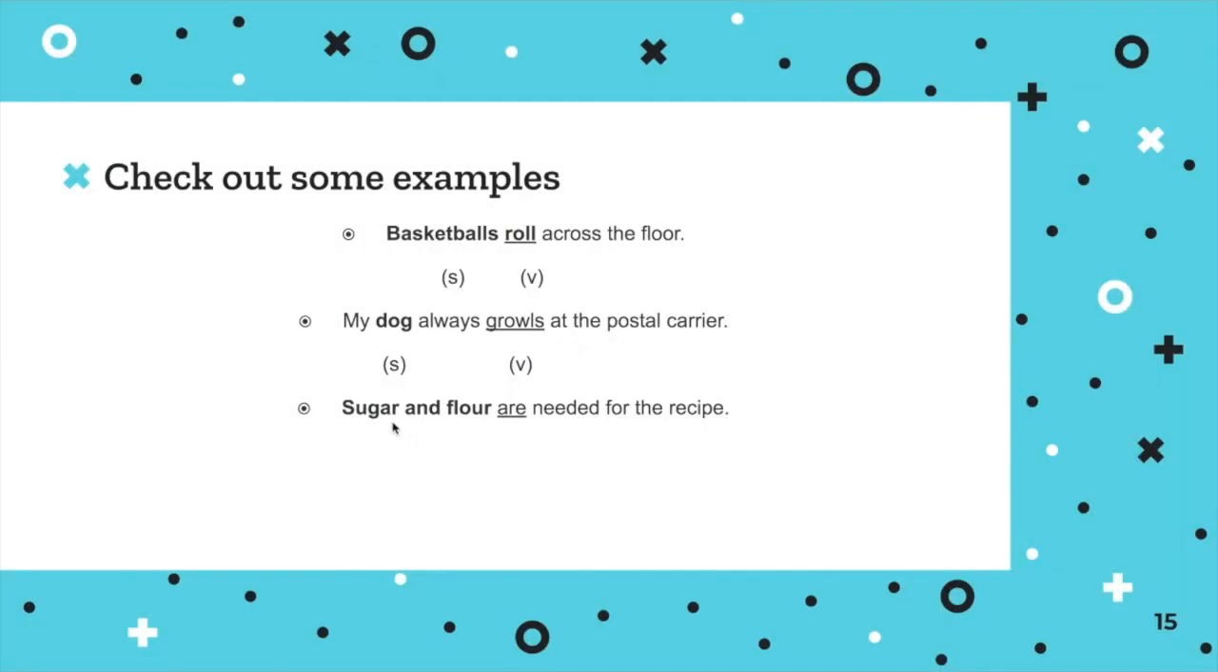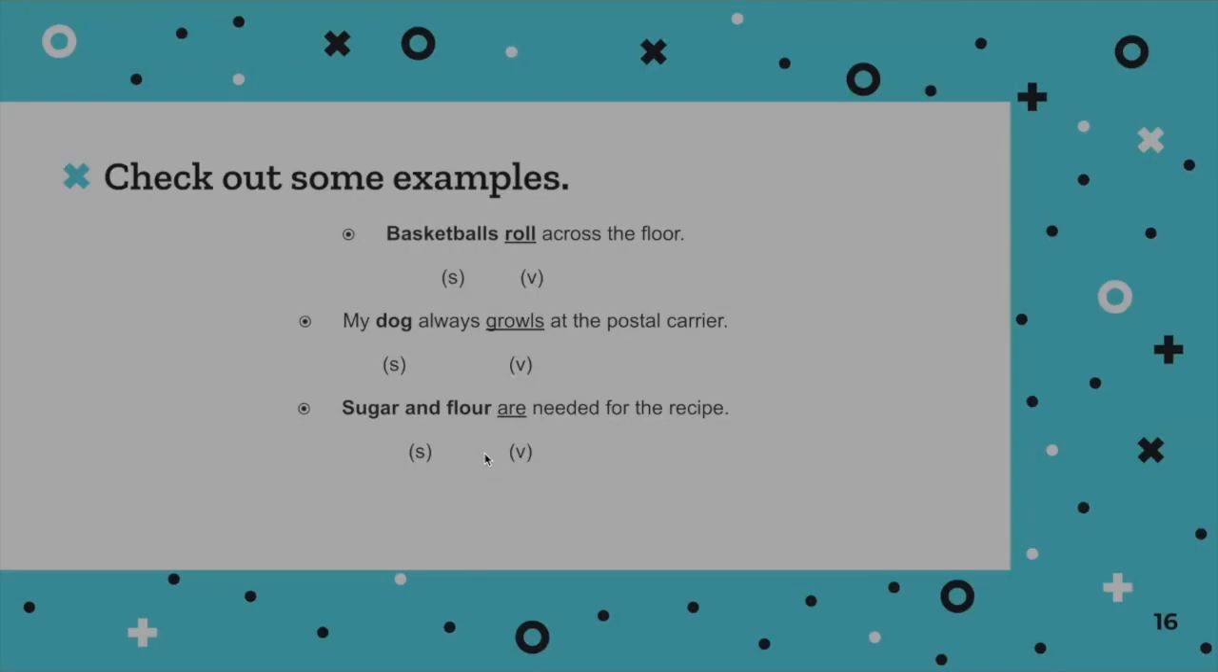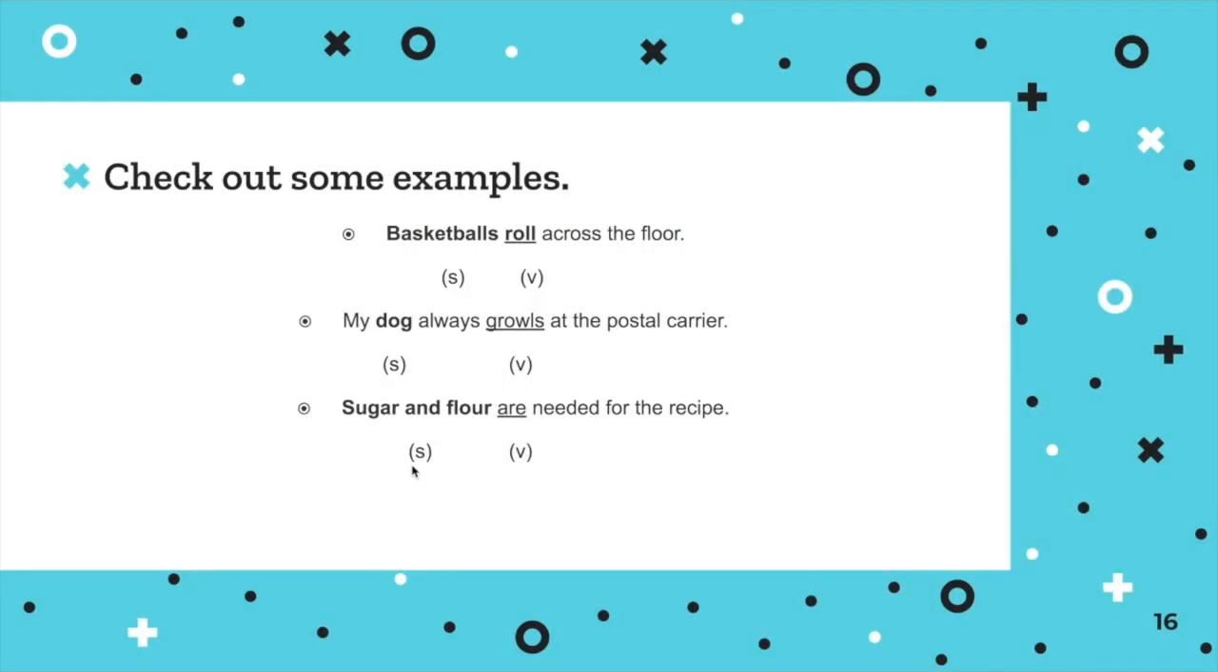Last example. Sugar and flour are needed for the recipe. Now, there are going to be many sentences that have more than one subject and more than one verb and different types of verbs, by the way. And I'm going to make another video discussing that. But in this example, sugar and flour are both our subjects and "are" will be the verb.